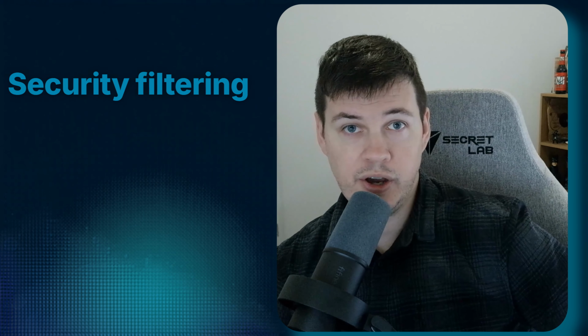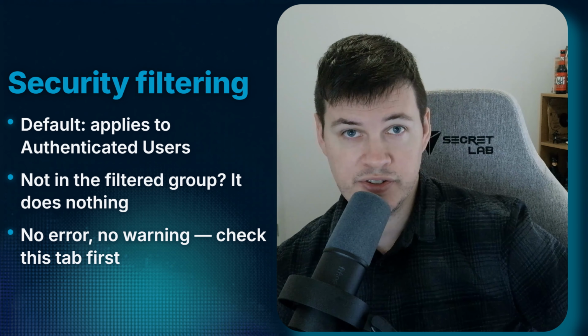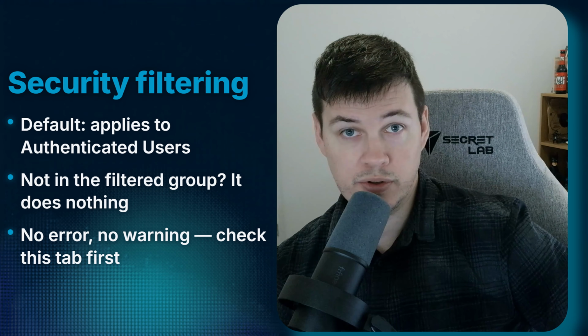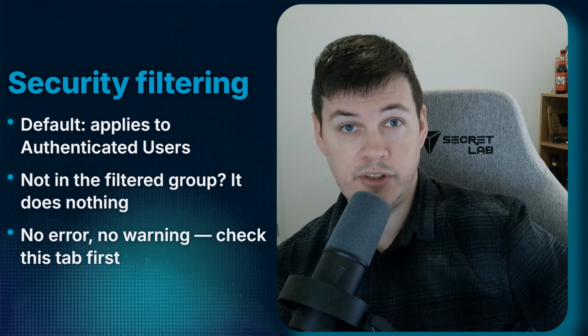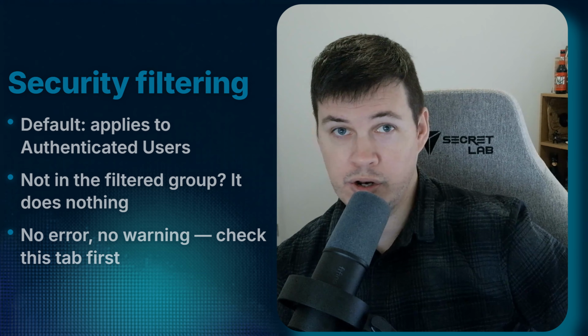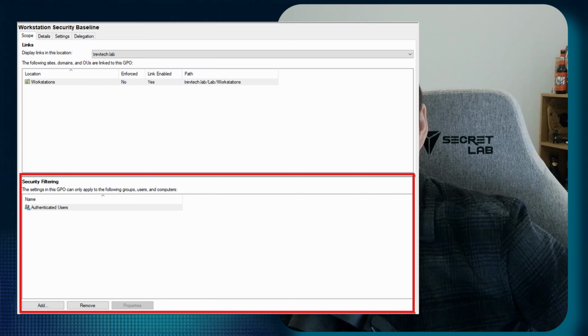Number 4, security filtering. By default, a GPO applies to authenticated users. Restrict the filter to a group, and if the object isn't in the group, that GPO does nothing. No error, no warning, just nothing. So when a GPO won't apply and you swear it should, check the security filtering tab first. That silent one catches everybody.